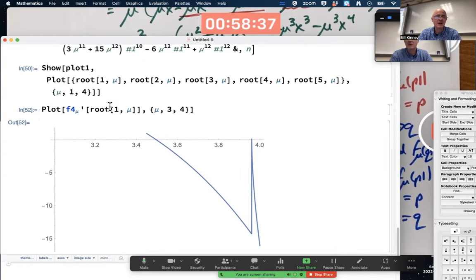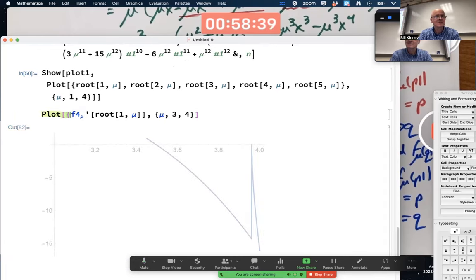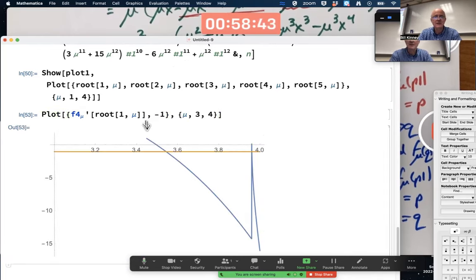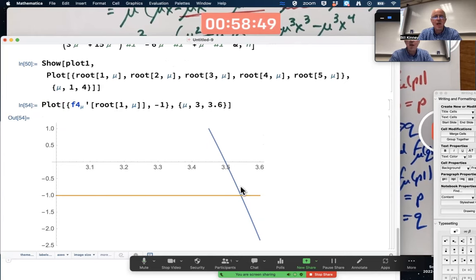It's giving me some sort of plot. It's hard to know how accurate that is. I'm also interested in where it crosses -1. Let's just go to 3.6 here. So this is the fourth iterate derivative evaluated at one of these roots, and also the horizontal line at -1. For the next bifurcation value, it should be where they cross.